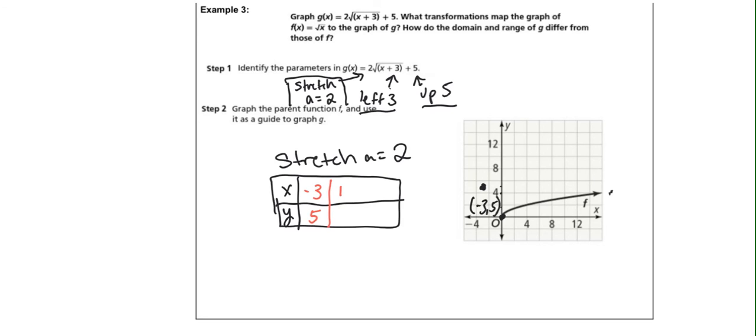And if we plug in 1 into this equation right here, right, we get 2 times the square root of 1 plus 3 plus 5. So you get 2 times the square root of 4 plus 5. So you get 2 times 2, which is 4, plus 5, which is 9. So we have 1, 9. So I'm going to plot that point. So here's my -3, 5, and then 1 here, and 9 here. And then I'm going to make my curve, and there is my graph.